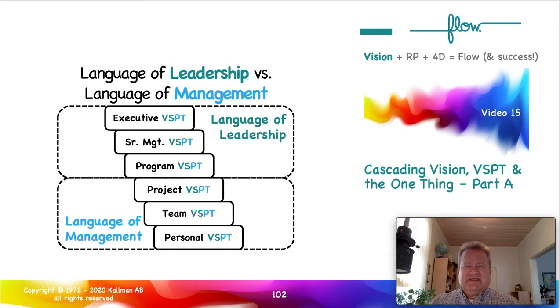So we're going to look at VSPT, the one thing, and cascading vision and what that's all about. And you can see in the picture here a little bit of the idea that we're talking about, in that we need to cascade the VSPT through every level in the organization, and that they speak a couple of different languages. And it gets more complicated than that. And you all know this, you're already working with it. But it helps to see it sort of pulled apart into the different pieces so that you can more effectively lead your teams and your product development as well as your organization.